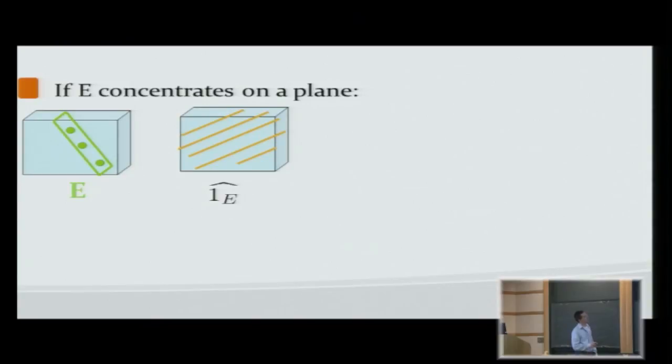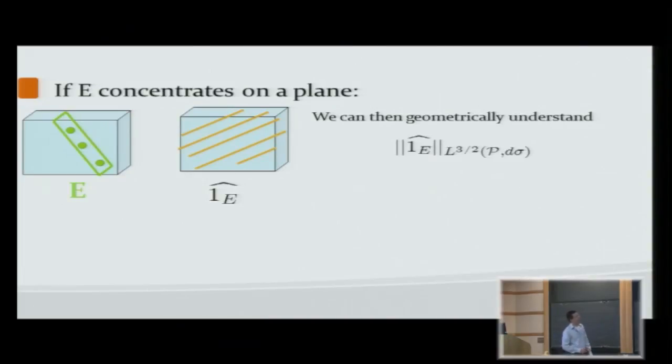Right? So the Fourier transform, this is a set, and I take its Fourier transform. And I don't know what the Fourier transform looks like, but I know it's constant along lines normal to the plane. And so what I'm trying to control here is the L3/2 norm of this Fourier transform restricted to the paraboloid, and I can actually understand how these lines intersect the paraboloid.